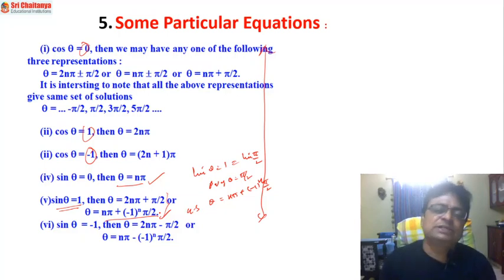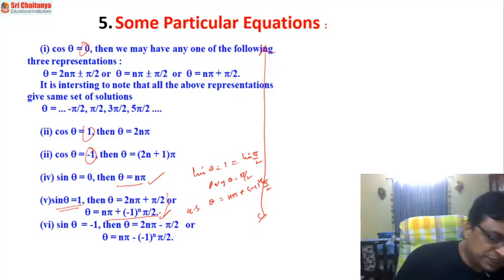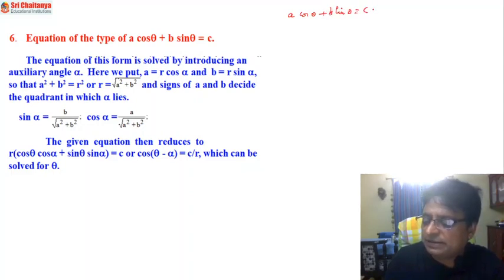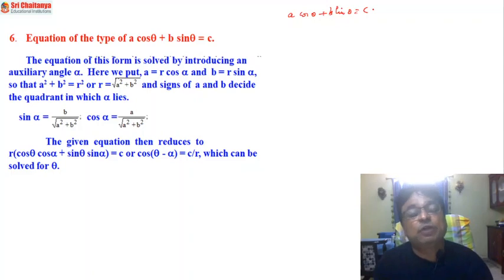Next, the sixth one is a special case in trigonometric equations, and several times questions were asked in the JEE Mains examination, and of course in your board examination also. Now that equation is of the form a cos theta plus b sin theta is equal to c. See my friends, a cos theta plus b sin theta is equal to c. If the equation is in this form, what to do?